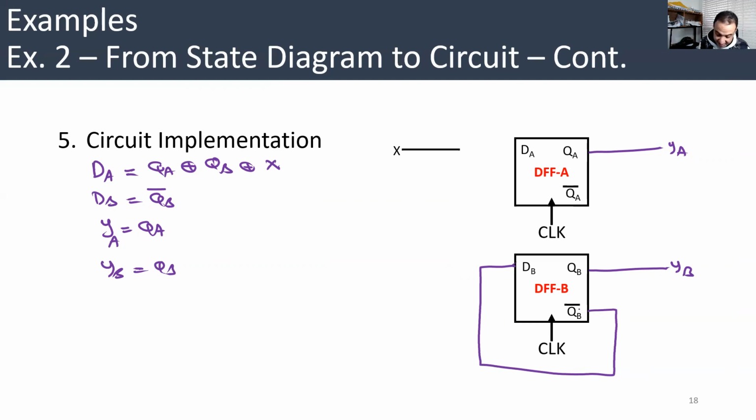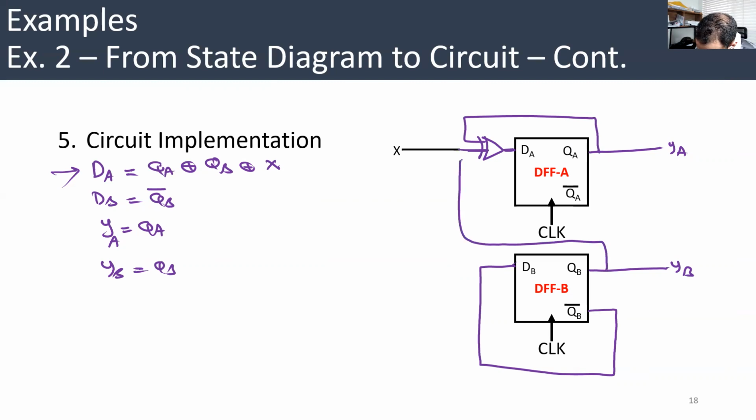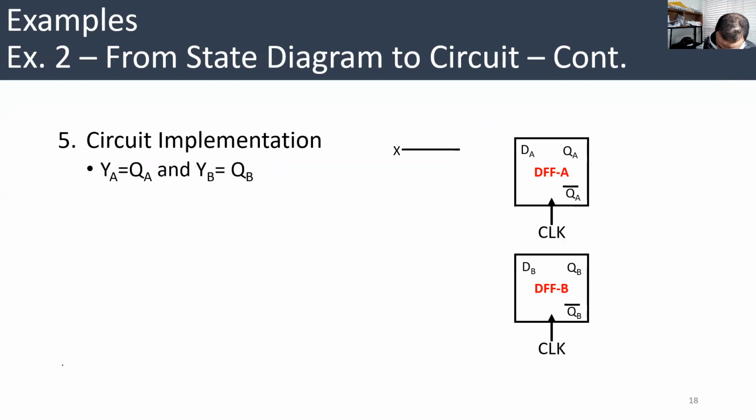Then DA is equal to QA XOR QB XOR X. So let's have the XOR first. Here is QA, first input, second input is X, third input is QB. That's it. Let's check the solution. Yes, of course.